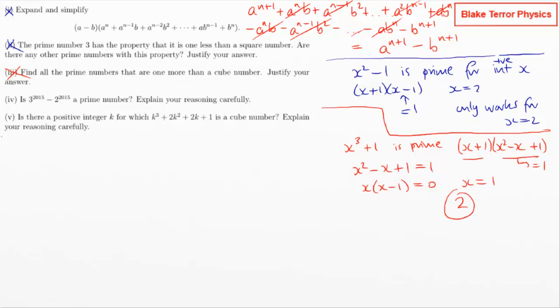Okay, this is going okay. Part 4: 3^2015 minus 2^2015 is a prime number.